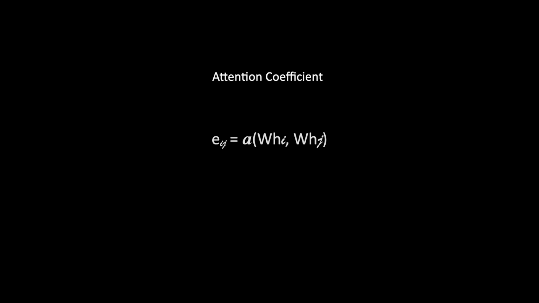The formulation that you see here on screen represents how the attention mechanism is used to compute the attention coefficient for each node pair. When you train your graph neural network, you compute the attention coefficient for each pair of neighboring nodes. Here, node I and node J are neighbors. The attention is computed for every such neighboring pair.